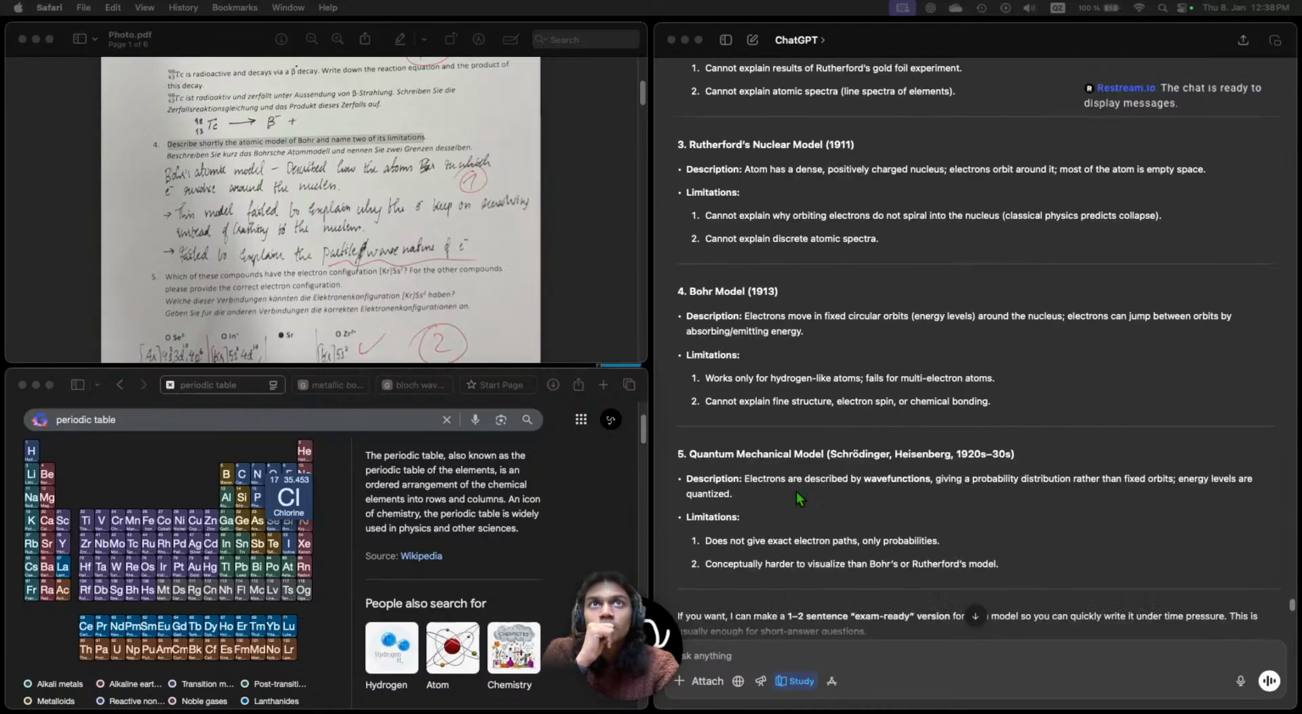Quantum mechanical model, Schrödinger, Heisenberg. Description: Electrons are described by wave functions giving a probability distribution rather than fixed orbits. Energy levels are quantized.